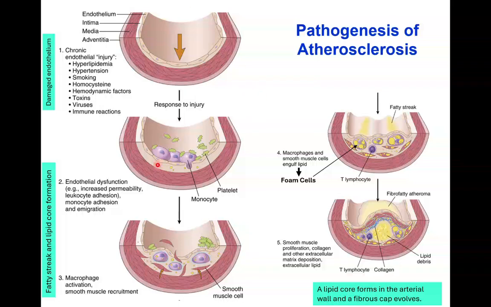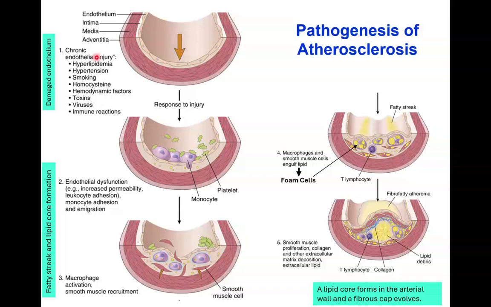This really is a nice sequence or flow chart that visually depicts what happens and how you go from a seemingly healthy lumen, a seemingly healthy endothelium, to one that's bulging or protruding into the space through which blood flows. The process starts with endothelial injury. Endothelial injury usually leads to inflammation.